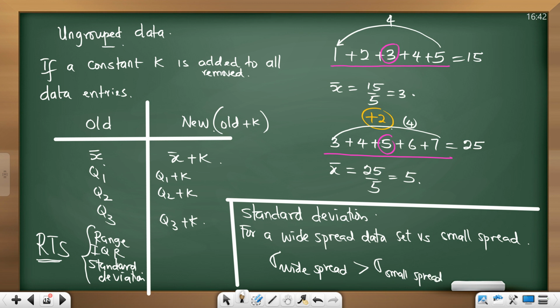All right? And why is this? Because deviation describes how far we are away from the mean value. So the wider your data set, the bigger the standard deviation. Let's just know that.